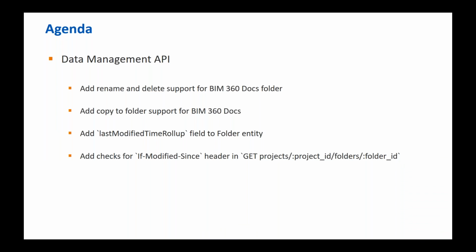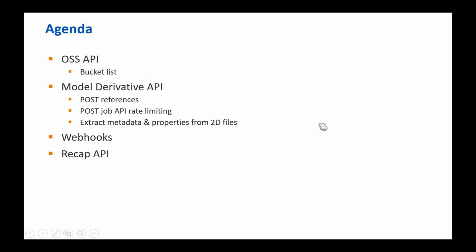So the agenda for that presentation: the first part will be on a few updates about the data management API. A few things which have been added lately to the API, which bring some cool stuff to be used in your application. Then we'll review the OSS API bucket list change that we already announced on our blog. A couple of things on model derivative. A lot of time spent on Webhooks, which is a pretty cool API. And to finish, as I say, the recap API.